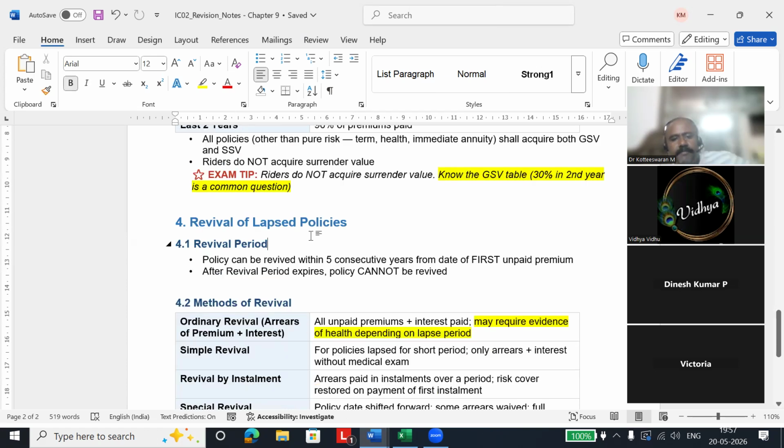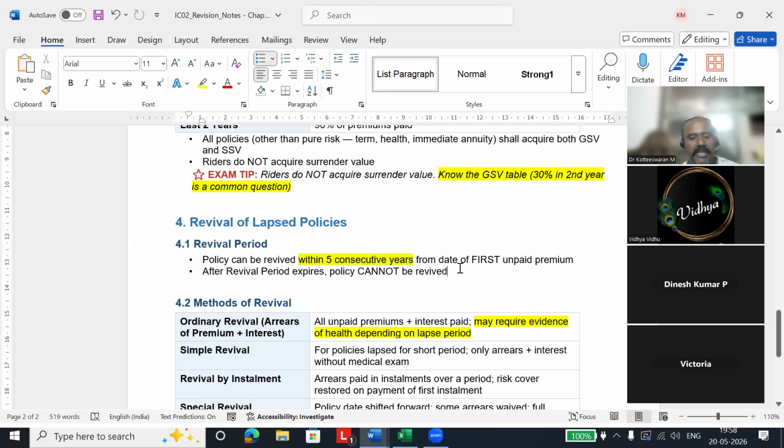Okay, revival. What is revival? Revival is getting the policy back to live. Say the policy has lapsed, and now I want to continue the policy again. Yes, you can continue the policy. The time the IRDA has given is 5 years.